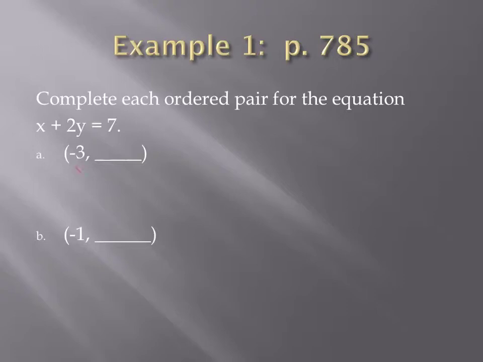And we're given the x value of -3, and we're trying to find the y value. So we'll substitute -3 for x, so that's -3 plus 2y equals 7, and then we'll solve for y, so we'll add 3 to cancel the -3, and that gives me 2y equals 10, divide by 2, so y equals 5.